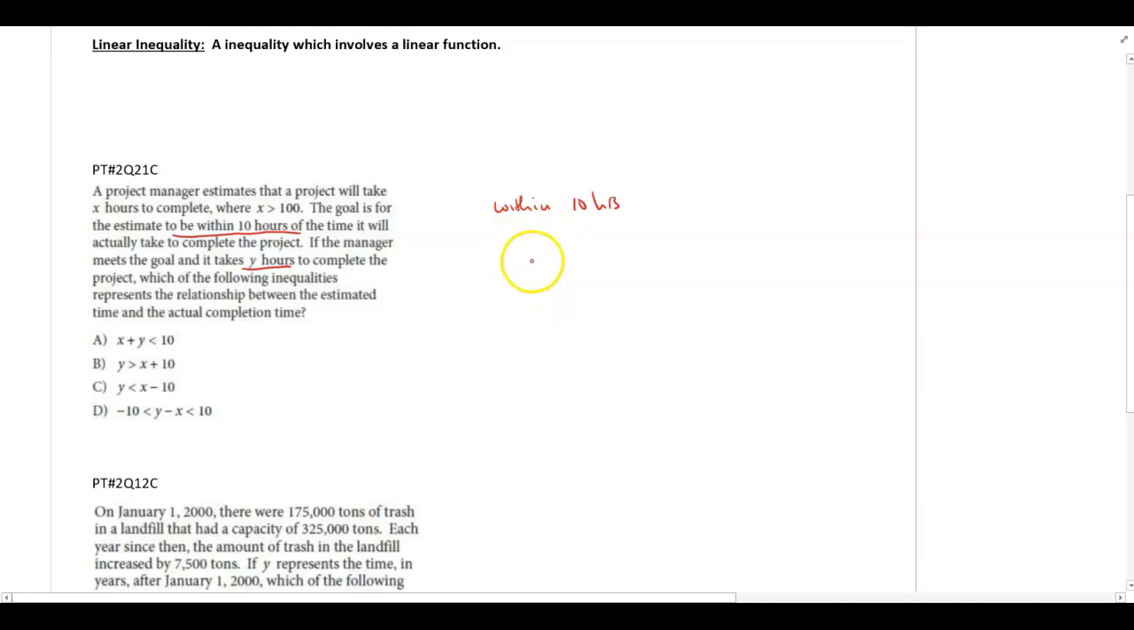So right away when we look at it, we know if it takes Y hours to complete and you had an idea that the project would take X hours, we're going to take the hours it took, subtract the hours that we bid, and we need this to be within 10 hours. So in this case, we either want to be less than 10 hours over or greater than 10 hours less. And in this case, it would be letter D.